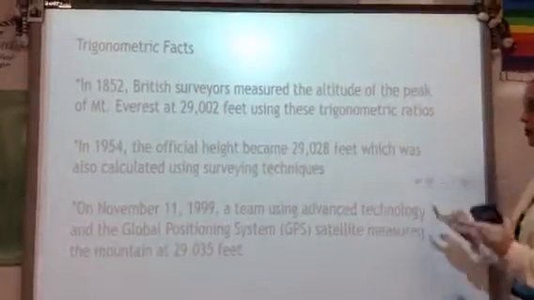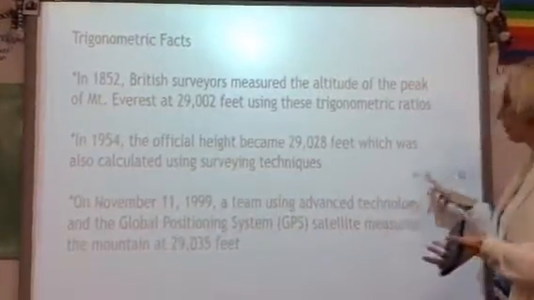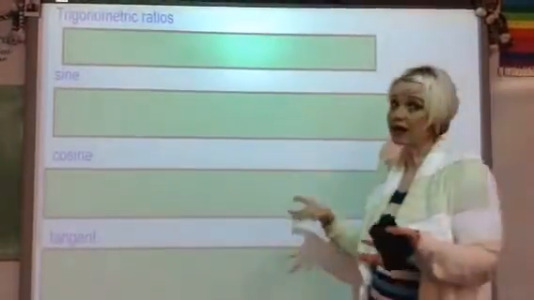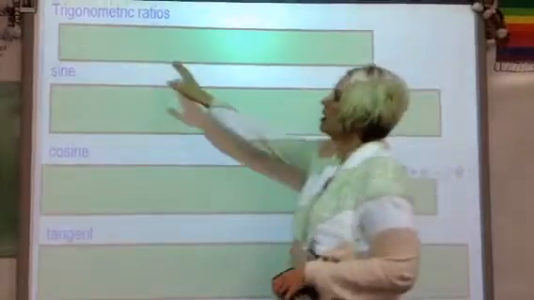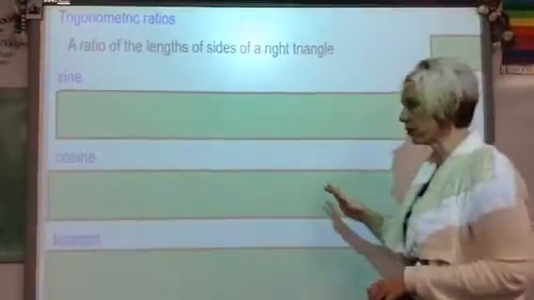So we really want to make sure we understand the trigonometry because this is what you would use if you're an engineer or if you are going to do anything in higher math. You'll use this a lot in pre-calculus. So a trigonometric ratio is a ratio of the length of the sides of a right triangle.